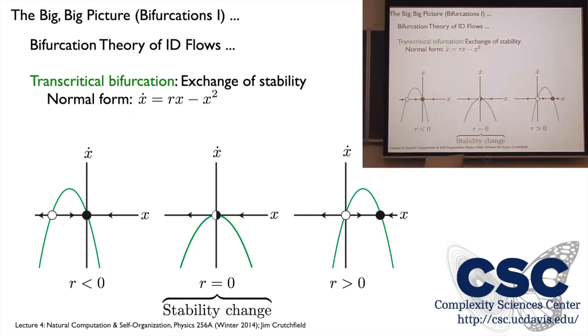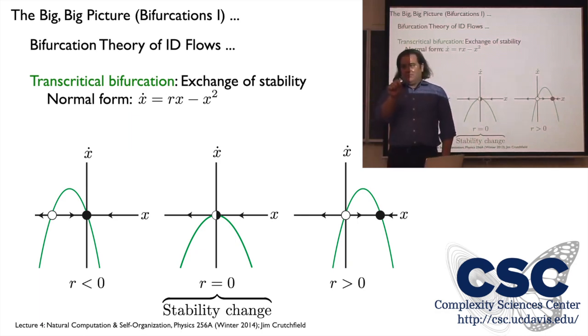Okay, so any guesses as to what the bifurcation diagram is going to look like? Right, remember that's plotting these fixed points. Now we have two, except for this one degenerate case at the bifurcation. We have one fixed point there. So you have two fixed points, one fixed point, two fixed points.